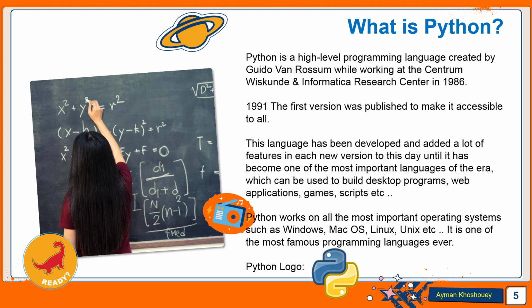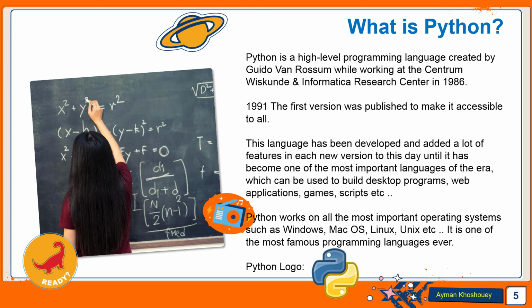Python is a high-level programming language created by Guido van Rossum while working at the Central Works Information Research Center in 1986. In 1991, the first version was published to make it accessible to all. This language has been developed and has added a lot of features in each new version to this day, until it has become one of the most important languages of the era, which can be used to build desktop programs, web applications, games, scripts, and so on.